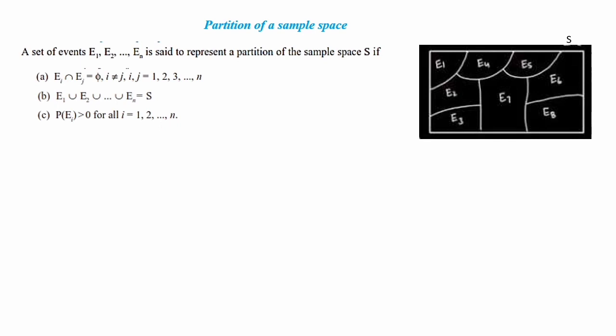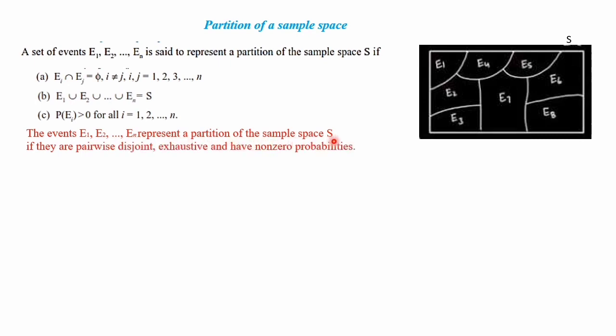n. Means if you generalize, the events E1, E2, etc., En represent a partition of sample space S if they are pairwise disjoint. Pairwise disjoint means there should not be any common element; intersection should be a null set. Exhaustive, in the sense when you take the union of these partitions, you should get the sample space. And have non-zero probabilities, means P of Ei, individual probabilities should be greater than 0. This is the partition of sample space.